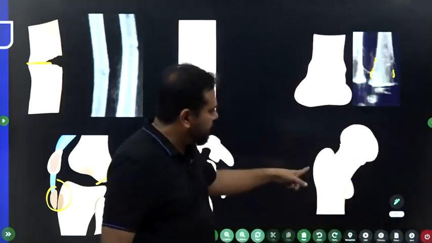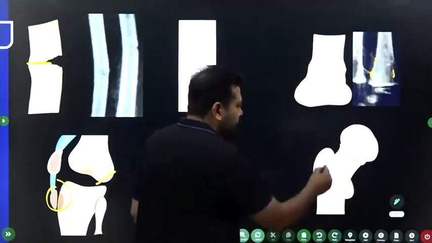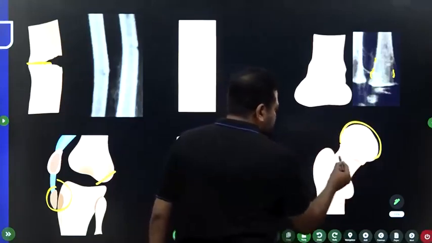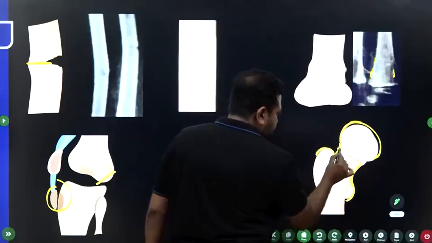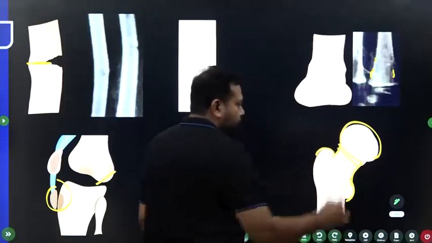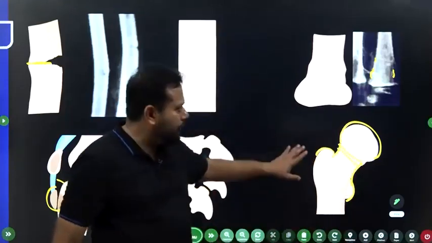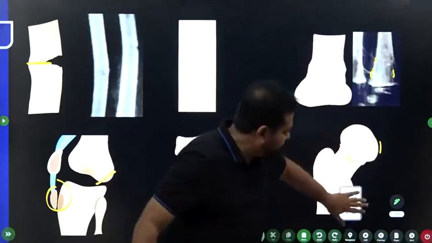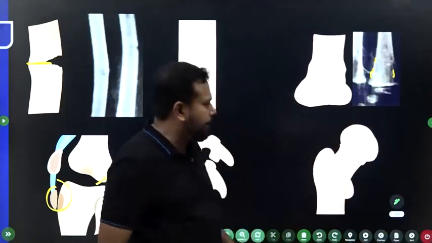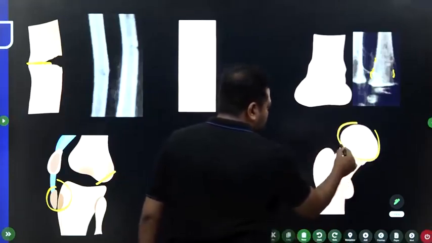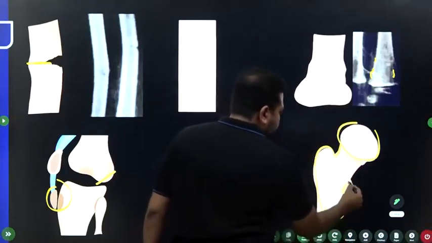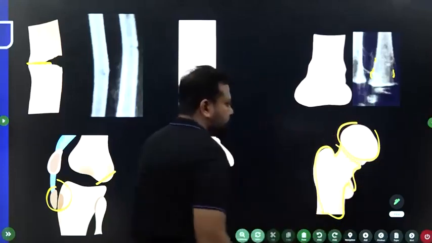Okay, last but not the least, look at here. Easily you can make out the parts. This is the head of the femur. This is the greater trochanter, lesser trochanter. This is the neck, and here a fracture has happened. So this is fracture neck of femur. This is the proximal fragment. The whole thing is the distal fragment.